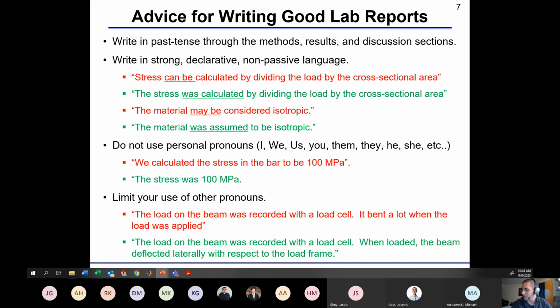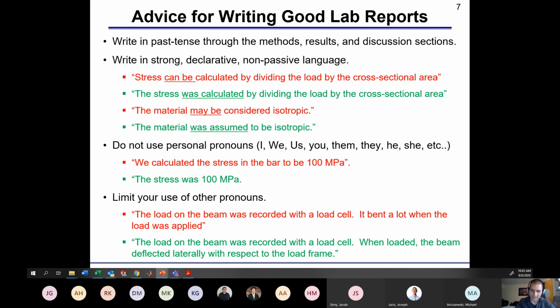Personal pronouns, stay away as much as you can. I, we, us, you, them, they, he, she, etc. We calculated the stress in the bar to be 100 MPa. Okay, you don't need the we. All right, the stress was 100 MPa. End. Okay, you don't need to talk about we did this, we did that. Okay, like I get it. You wrote the paper. You don't have to tell me we did this, we did that.